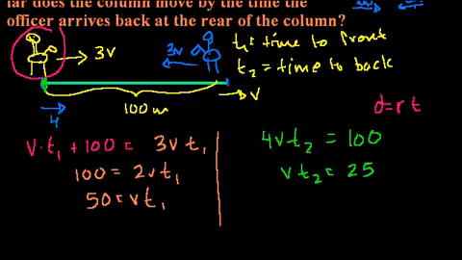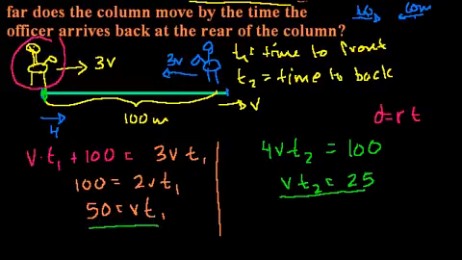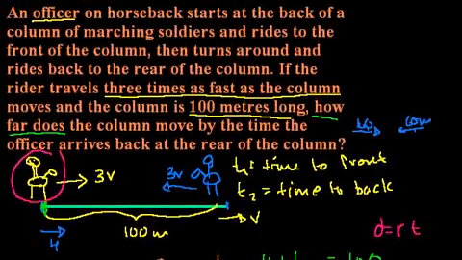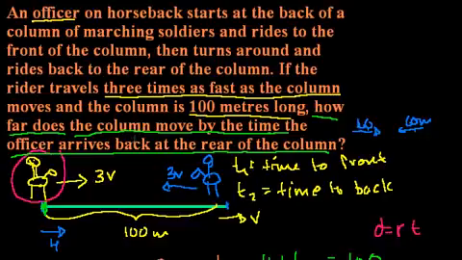Let's review the problem again to see if somehow we can use this information and this information to solve what they're asking for. They want to know how far the column moves by the time the officer arrives back at the rear of the column. So they want to know how far this whole thing moved over the entire time of this problem happening. What was the entire time? It was t1 plus t2. That's the entire time: t1 to go to the front, and then t2 to go back to the back.